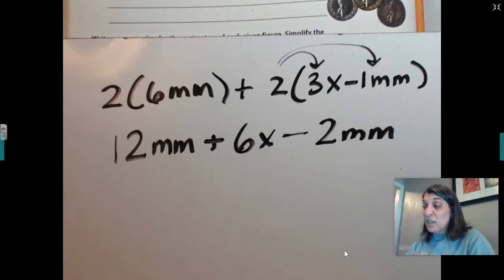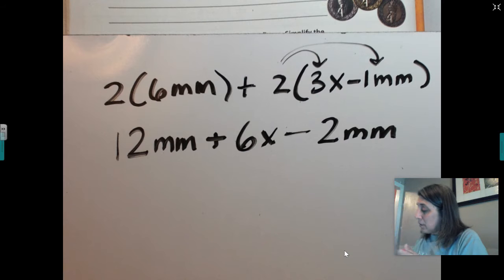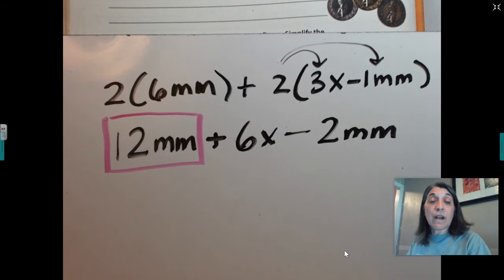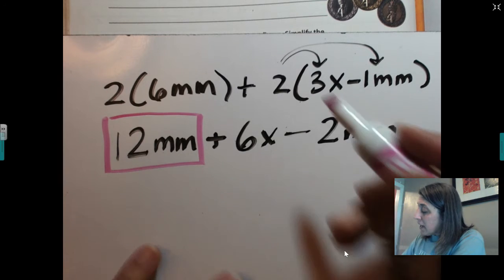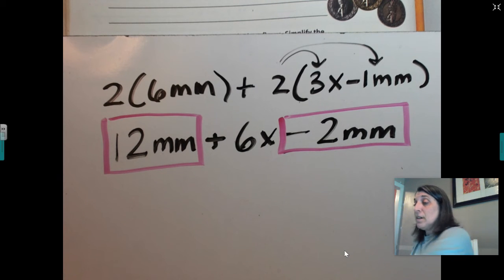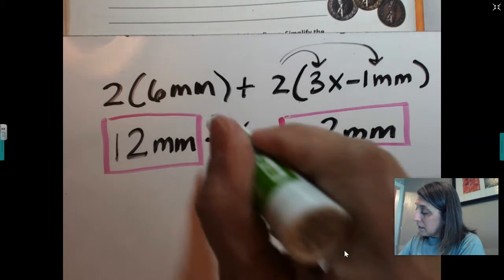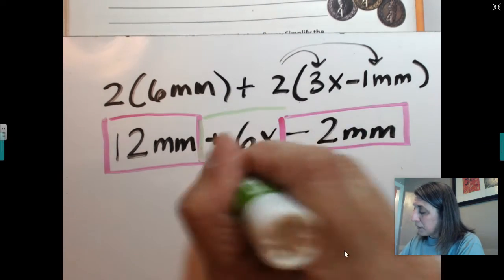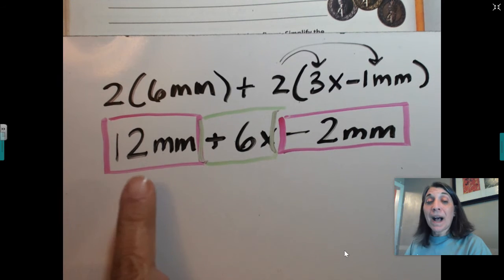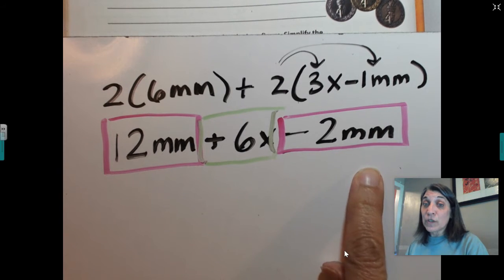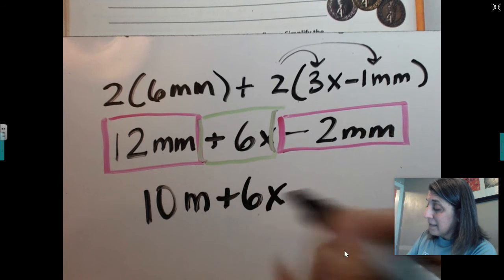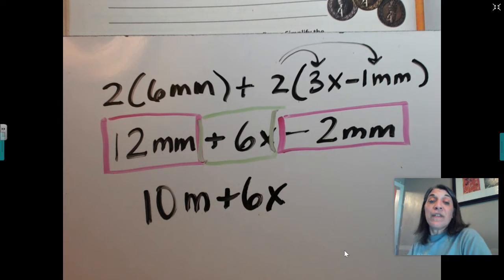Now, in keeping with the colors, because I do have fun colored markers, I'm going to put a pink rectangle around my positive 12 millimeters. And then I'm going to put a pink rectangle around my negative 2 millimeters, right? And then I think I have a green here that I can use for my positive. It's not very green, but you can kind of see it. Oops, sorry, kind of wrote through there. So now when I combine them, I have a positive 12 millimeter, a negative 2, which leaves me 10 millimeters plus 6x. And that would be the most simplified expression to find the perimeter.